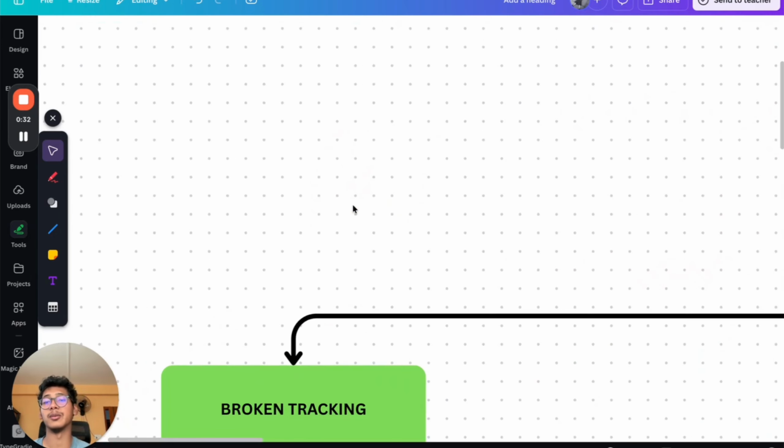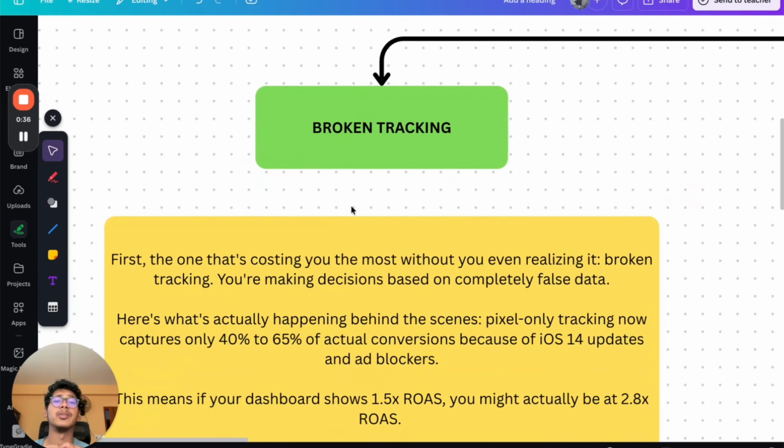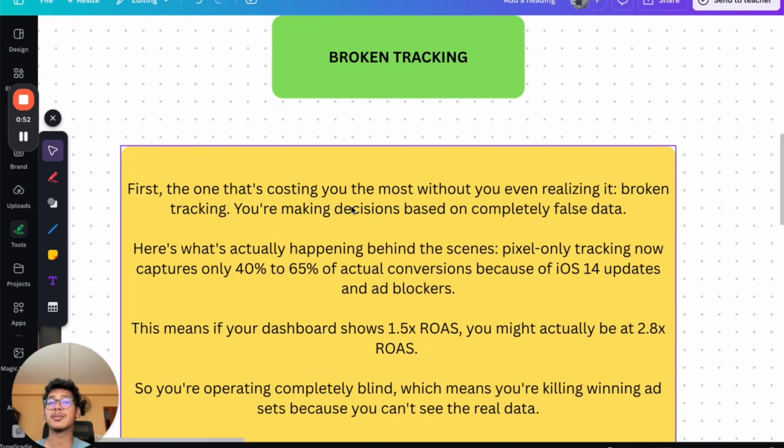So the first point is broken tracking. The one that's costing you the most without you even realizing is your broken tracking system. You're making bad decisions based on completely false data. Here's what actually happens behind the scenes. Pixel-only tracking now captures only 40 to 65% of actual conversions because of iOS 14 updates and ad blockers. This means if your dashboard shows 1.5x ROAS, you might actually be at 2.8x ROAS. So you're operating completely blind, which means you're killing winning ad sets because you can't see that data.